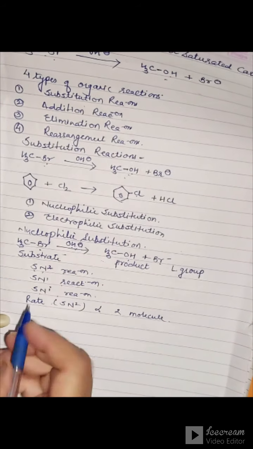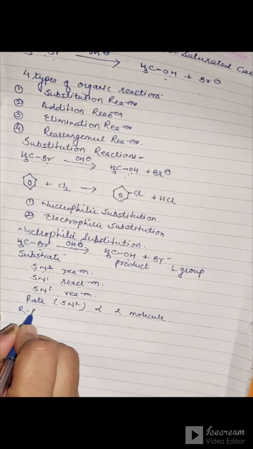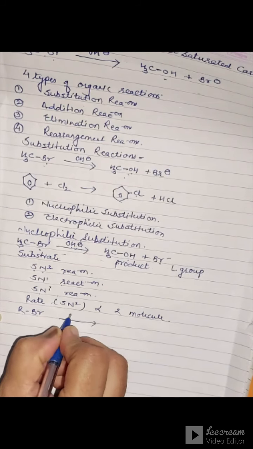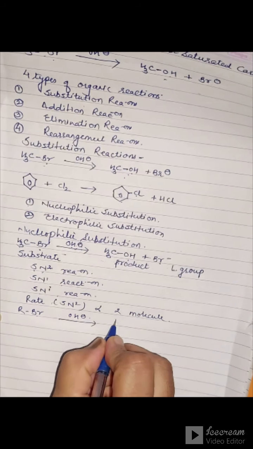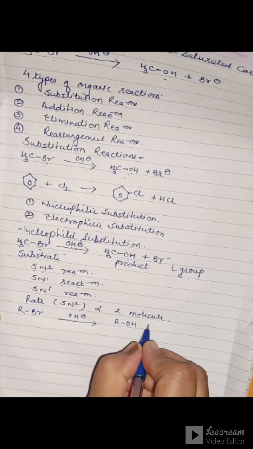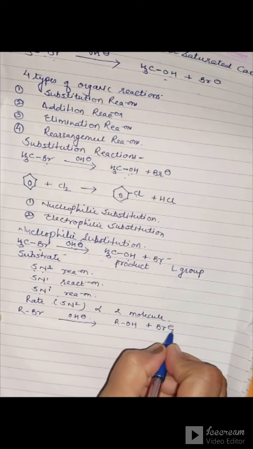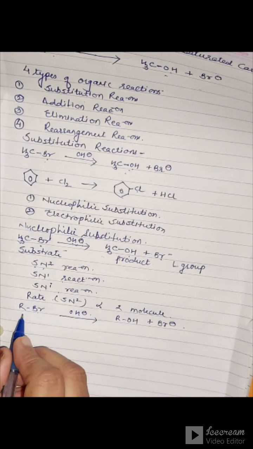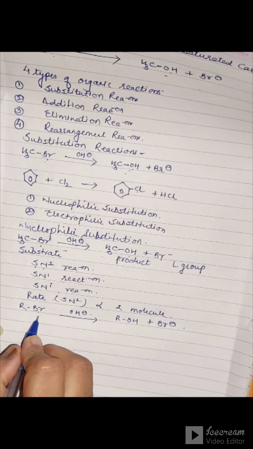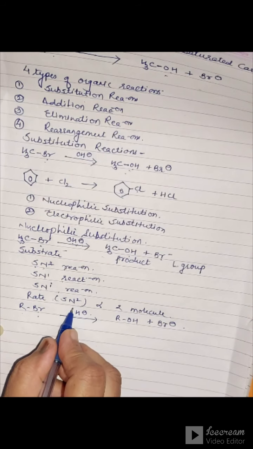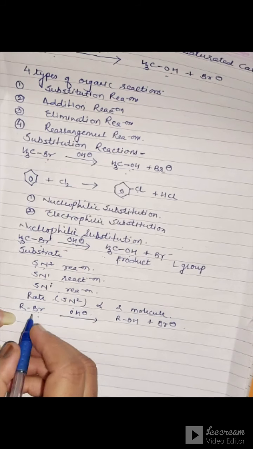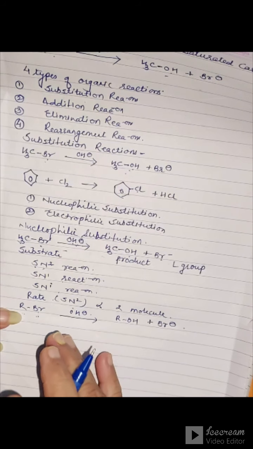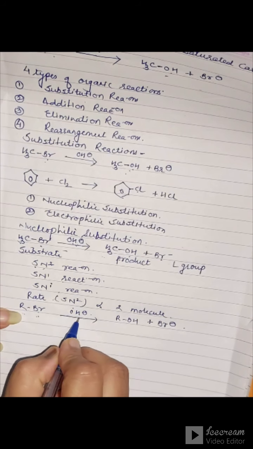Suppose we write RBr, alkyl bromide, and it undergoes hydrolysis. It will give ROH plus Br negative. Here, if we change the concentration of RBr, that is alkyl halide, the rate of reaction also changes. If we double the concentration of RBr, the rate of reaction will double. And if we double the concentration of OH negative, the rate also doubles.